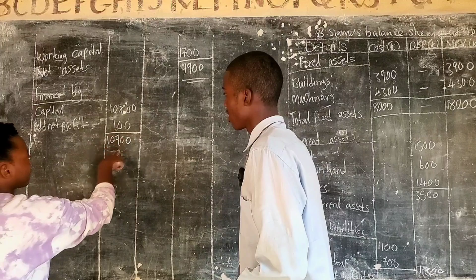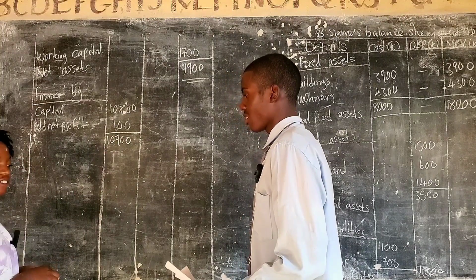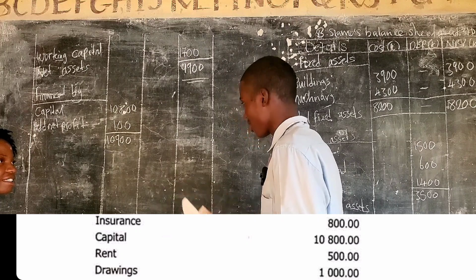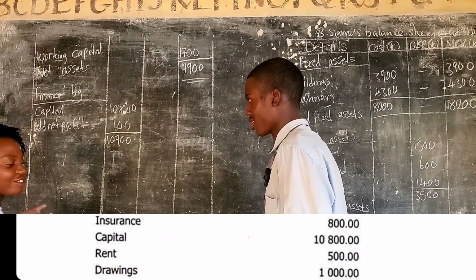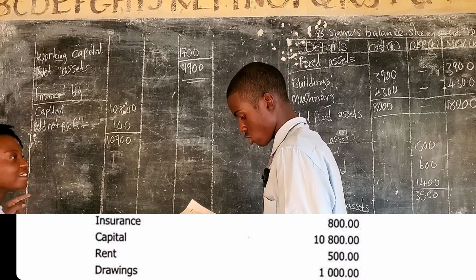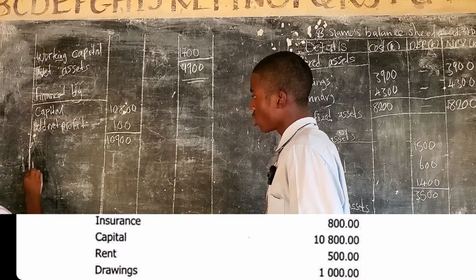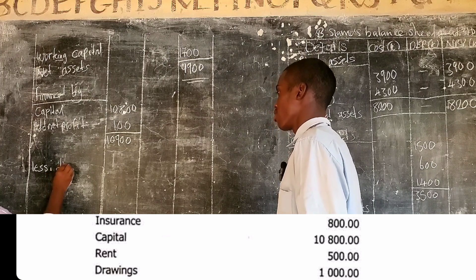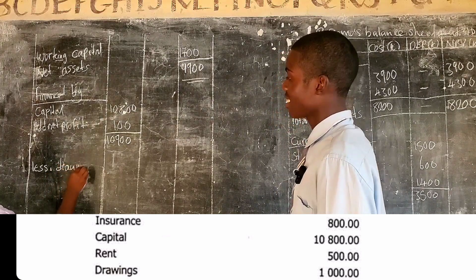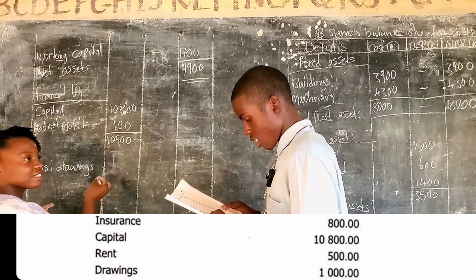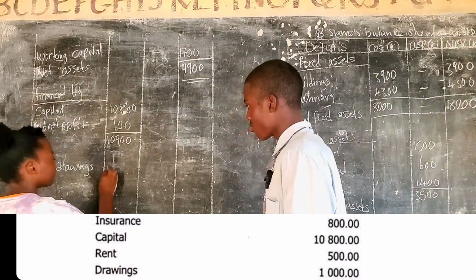So, Moses, do we have long term liabilities? No. If we don't have, we go straight to the drawings. Do we have drawings? Yes, so it's going to be less drawings. How much are the drawings? 1,000.